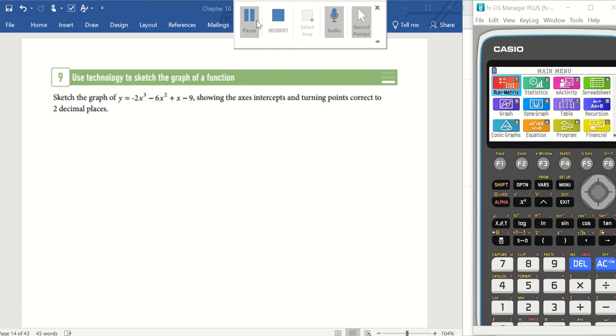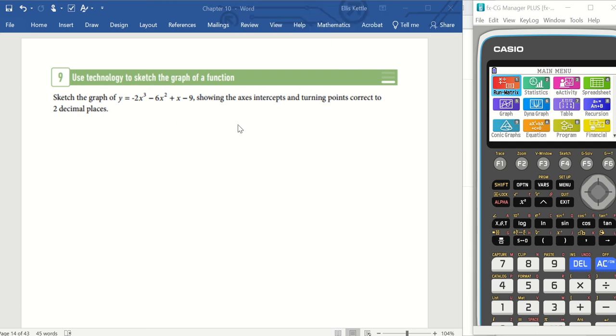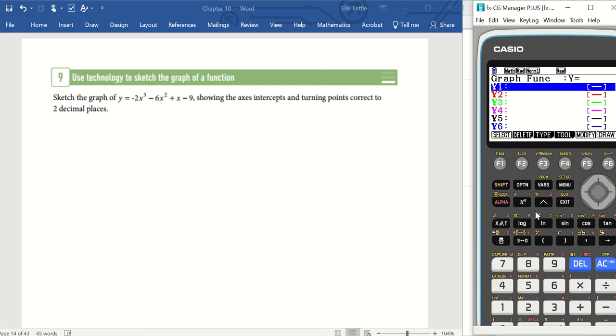Alrighty, so today we're going to be having a look at doing a quick sketch of a cubic in this case, and using the calculator. So this isn't too difficult. First of all, let's jump into the graph mode. And in here, we're just going to type in our function.